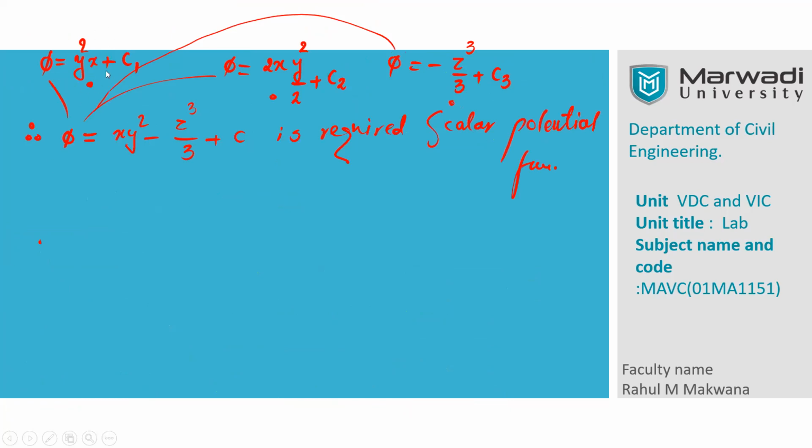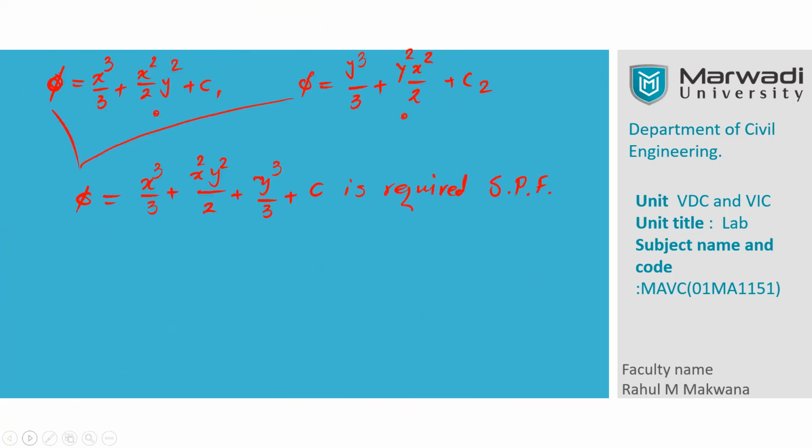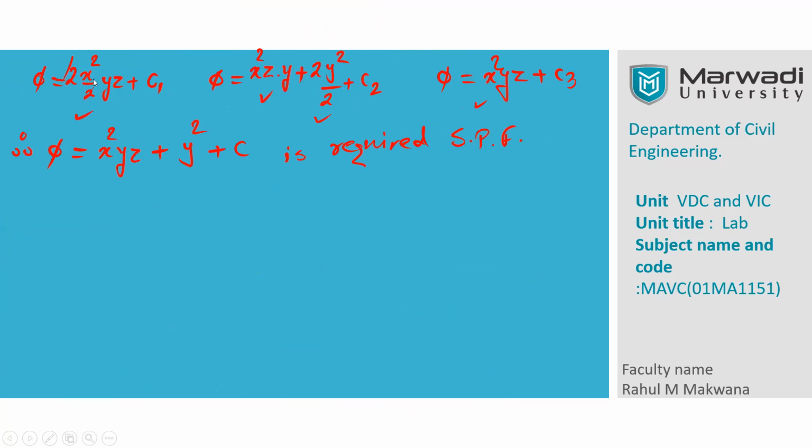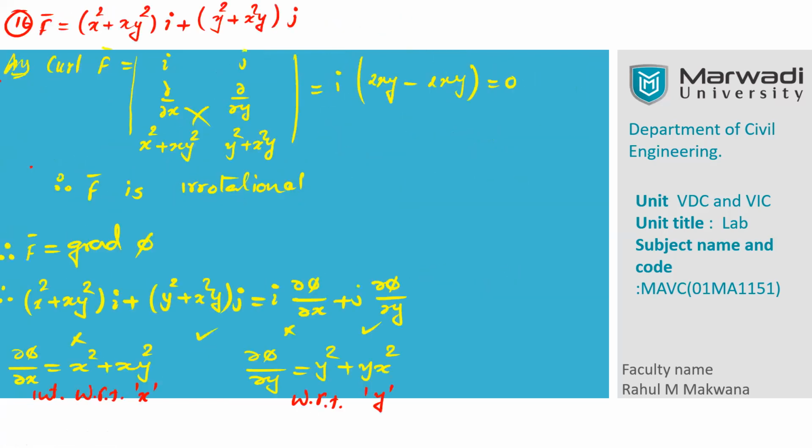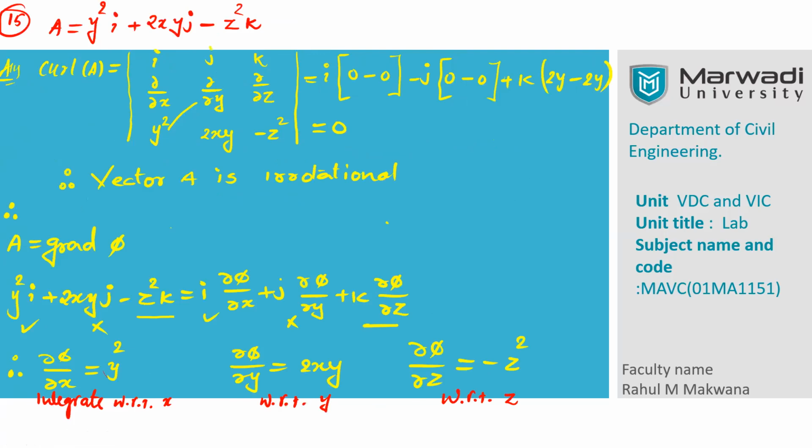So this is integration with respect to x, with respect to y, with respect to z. So this is a scalar potential function. For the second question, integration with respect to x, integration with respect to y, and this is a scalar potential function. And integration with respect to x, y, and z, hence it is a scalar potential function. Take a screenshot, read the steps one by one, and let me know if you have any doubt.